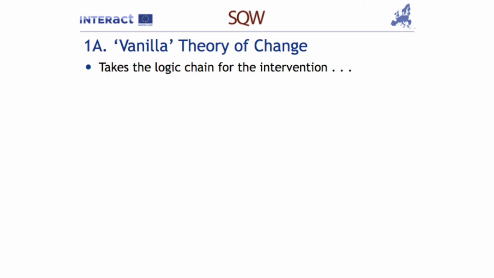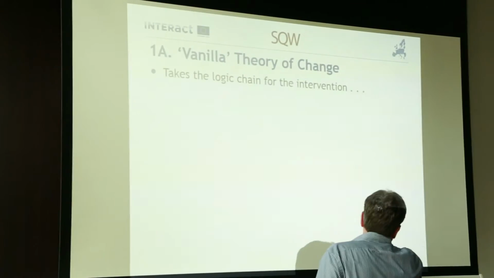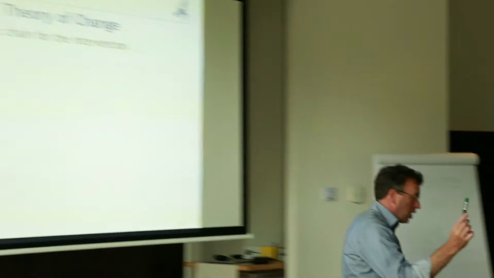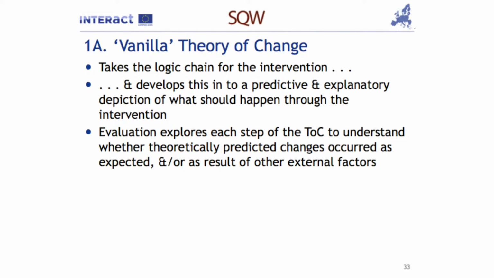So essentially what the vanilla theory of change does is take the logic chain we had, remember my one up here, right the way down to here. That's a logic chain, and that then starts to understand and explain how one bit of that logic chain relates to the second, relates to the third. How do you get from one step to the next step? What's the process? How do you get from that third step to the fourth step? What's the explanatory process?